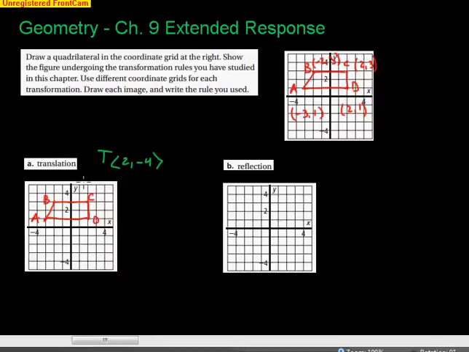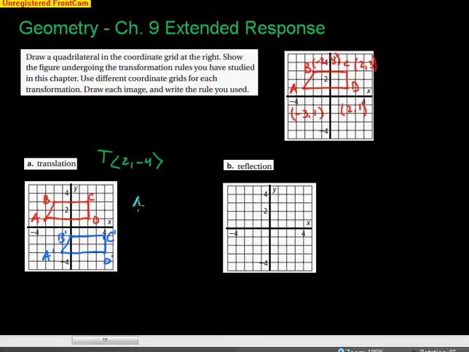So if I go 2 to the right and 4 down, A goes 2 to the right and 1, 2, 3, 4 down. There's A prime. B goes 2 to the right and 1, 2, 3, 4 down. There's B prime. C goes 2 to the right and 1, 2, 3, 4 down. There's C prime. And D goes 2 to the right, 1, 2, 3, 4 down. And there's my translated image.